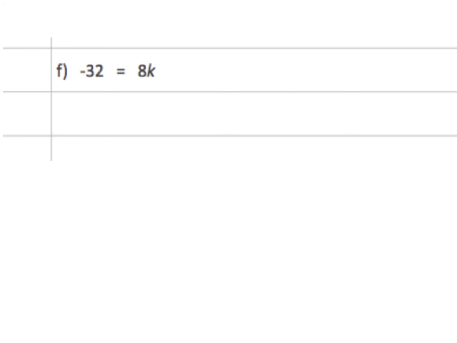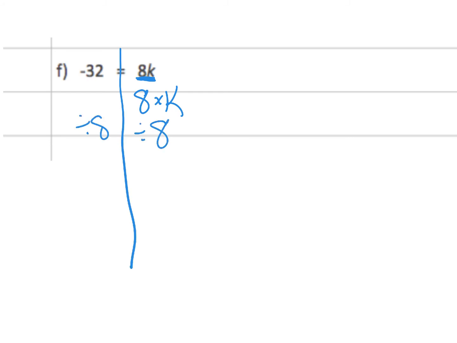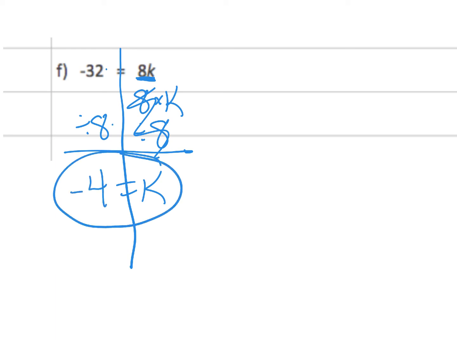Let's do a couple more. Remember, we've been writing these, and this means we multiply, so 8 times k. So if they're multiplying, we're going to draw our line down the middle. They're multiplying by 8, so we're going to divide by 8 on both sides. The 8's cancel out, leaves me with k. Negative 32 divided by 8 gives me a negative 4, and there's my solution. And again, you can check it. 8 times a negative 4 gives me negative 32, which is what we had.